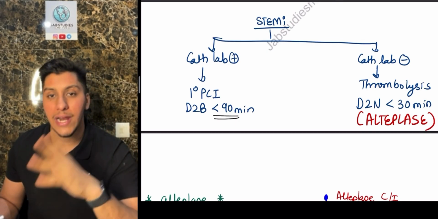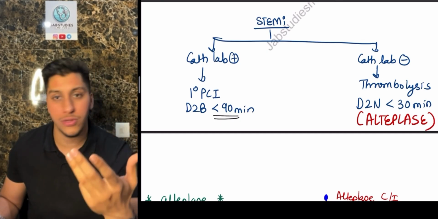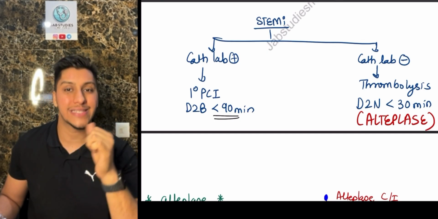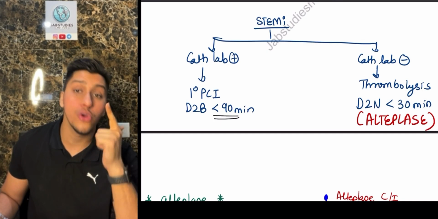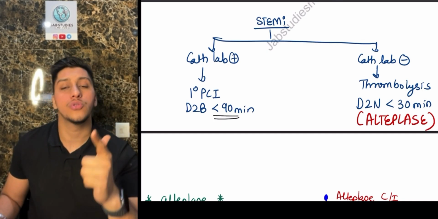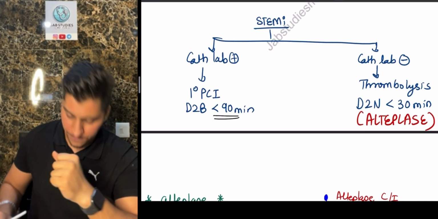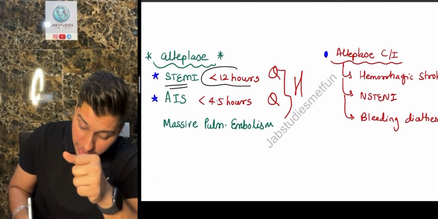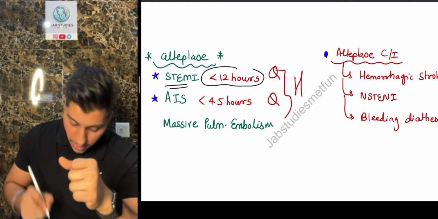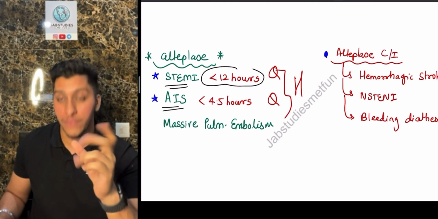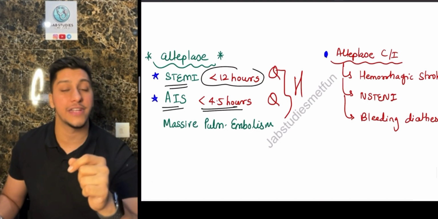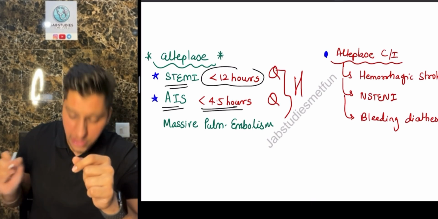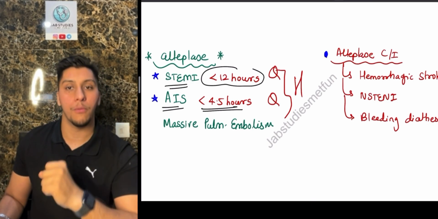To talk about alteplase, a very important drug, where do you use alteplase? Alteplase can be used in STEMI. It can be used in acute ischemic stroke. It can also be used in massive pulmonary embolism. See here, alteplase can be used in STEMI up to within 12 hours. Acute ischemic stroke you can use it within 4.5 hours. We discussed this earlier in the medicine videos. And it will also be used in massive pulmonary embolism.